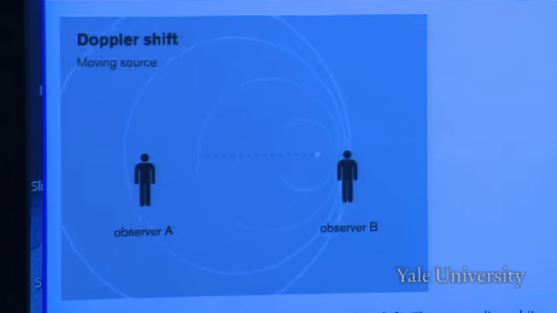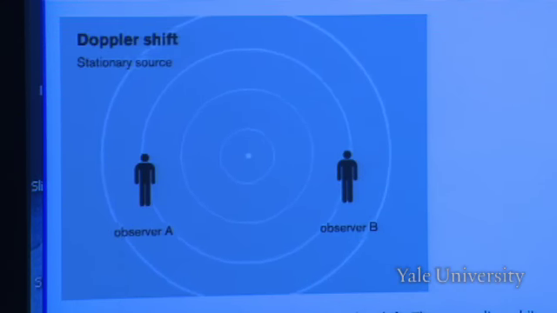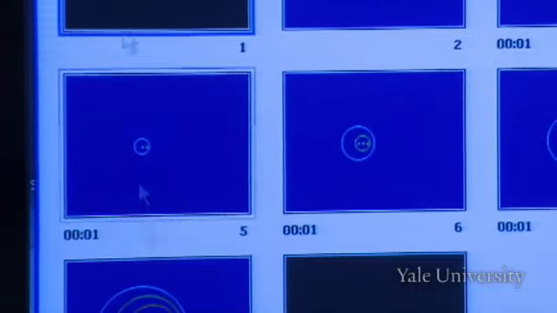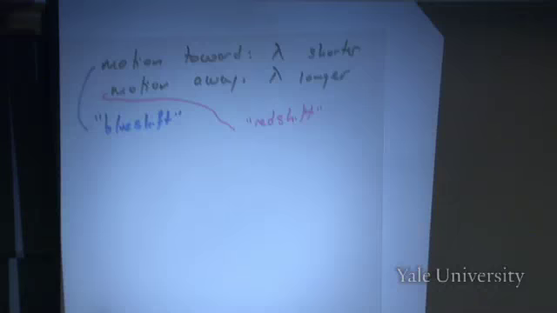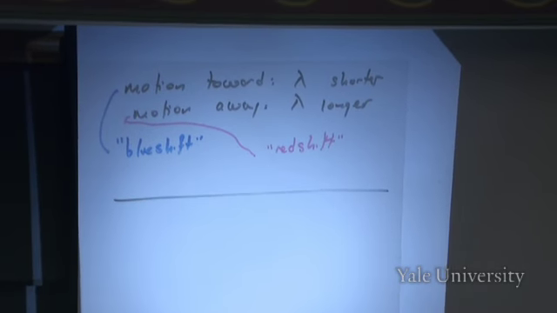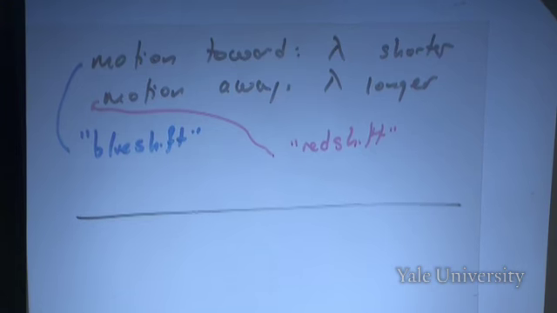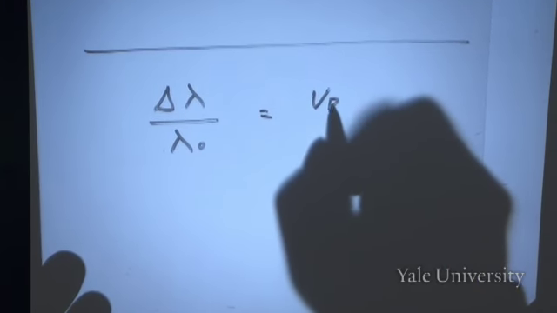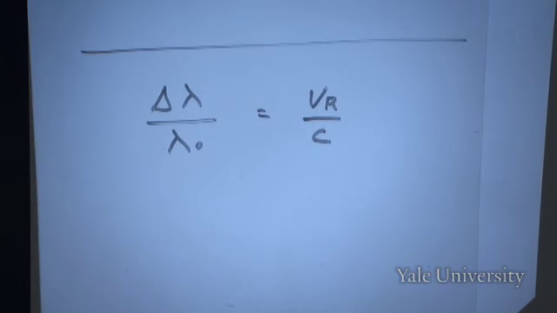Okay? All right. So here's the equation for that. Lambda is the wavelength. I'll explain all these terms in a minute. And this is important.